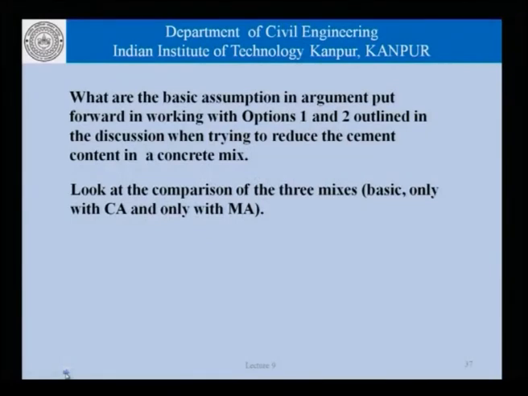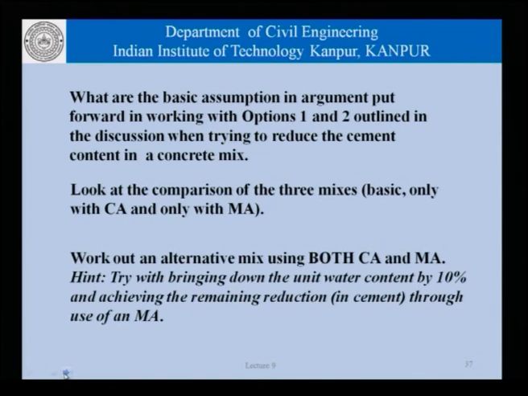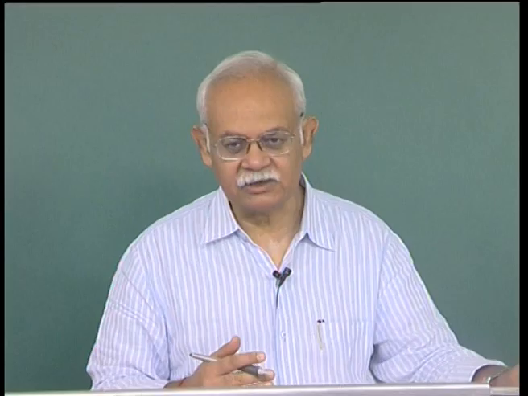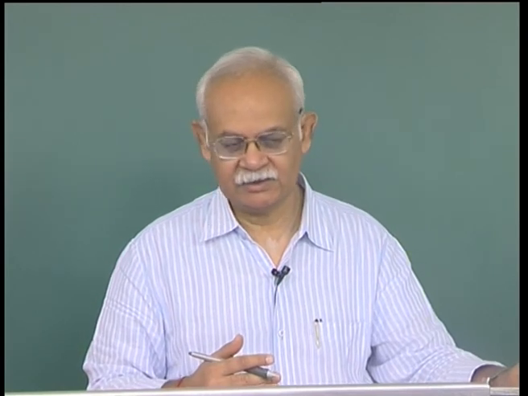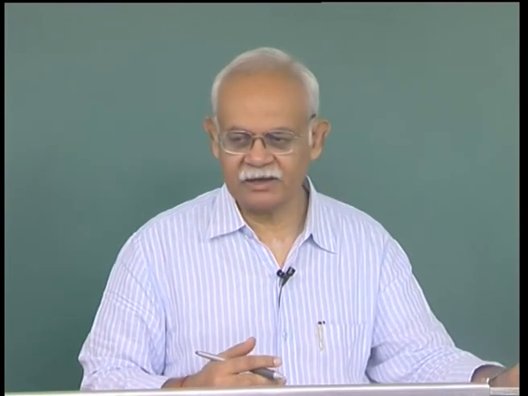Look at the comparison of the three mixes, the basic, the one with only the chemical admixture and the one with only the mineral admixture carefully, and try to see what is happening with them. Work out an alternative mix where both chemical admixtures and mineral admixtures are used. In the example that we took, we reduced the water to the extreme value that was required from the cement content point of view. In the other example, we replaced all the cement that needed to be replaced by a mineral admixture. There can be combinations.